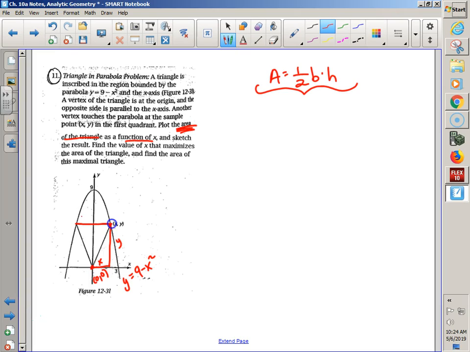Yeah, x is half of that base, so I can go ahead and say that my base is actually going to be 2x. And then my height, well, hold on. Isn't the height the same thing as just the y? So y.